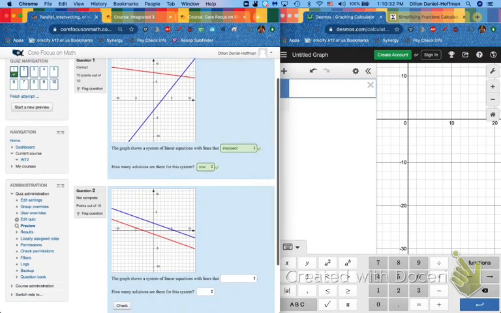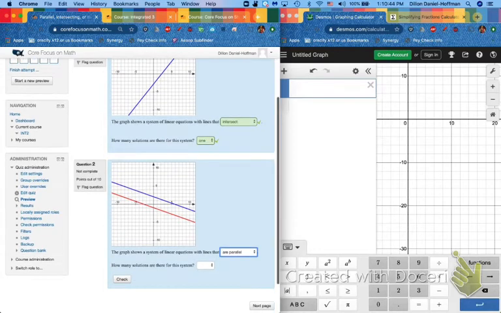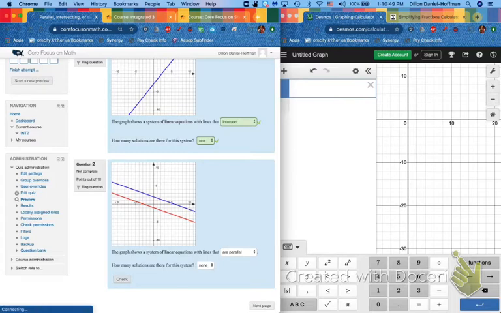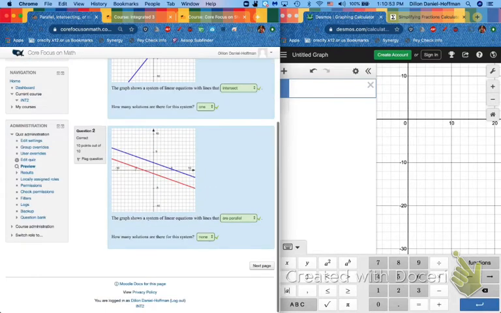Same thing for number two. We're going to go through this together. These two lines don't have those arrows we talked about in our geometry unit, but they are indeed, as we look at them, parallel. Meaning, they will never, ever, ever cross. So none.